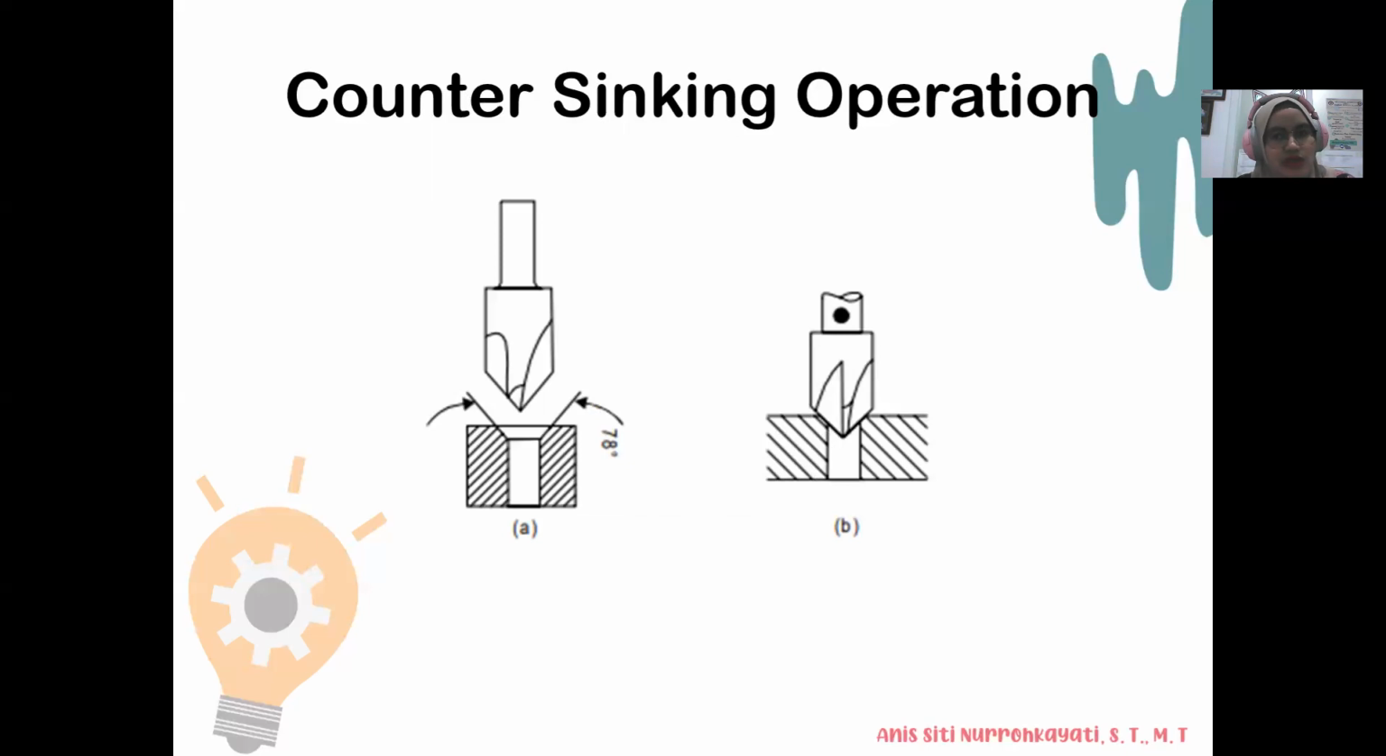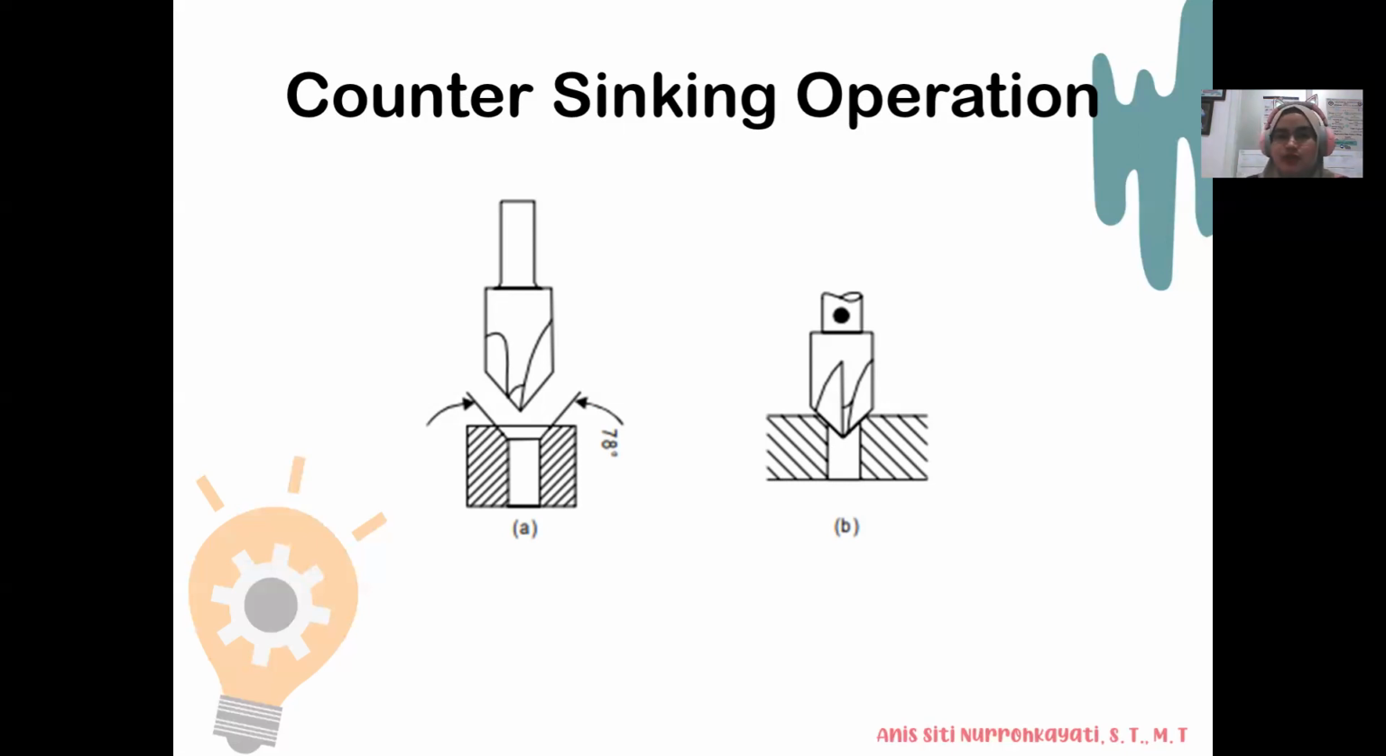Next is countersinking operation. Countersinking operation is the operation of making a cone shape. This is a cone. Enlargement of the end of a hole. As for the resist for a flat head screw, this is done for providing a seat for countersunk heads of the screws so that the latter may flush with the main surface of the work.